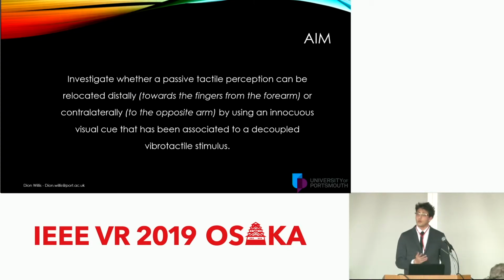Okay? So our aim is to investigate whether a passive tactile perception can be relocated distally towards the fingers and forearm, or contralaterally to a different side of the arm, by an innocuous visual cue that is being associated to a decoupled visual vibrotactile stimulus.